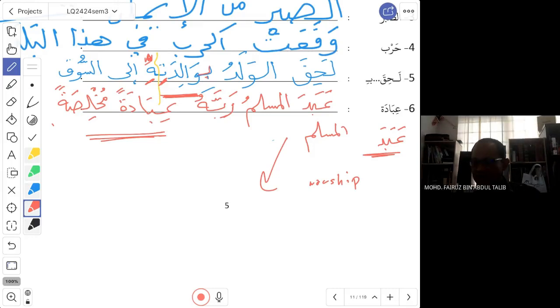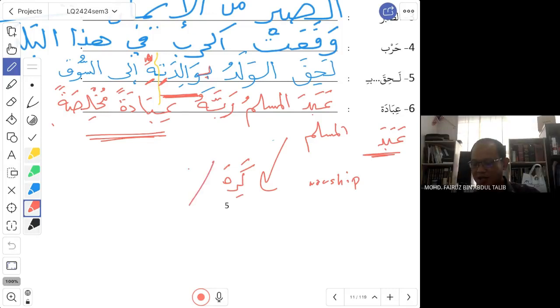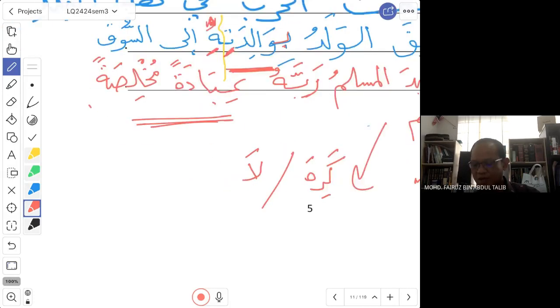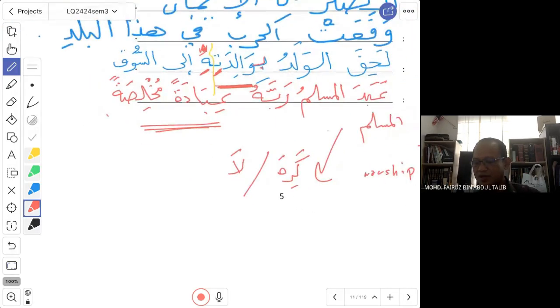In the text it says Sumaya does not like worshipping the idols. Anyone remember the word for does not like or hate? In the text they use the word kariha. Remember the word kariha, hate? Maybe we can use another word, la. You want to say I don't like to worship the idols. How do you say that? I don't want to worship the idols.